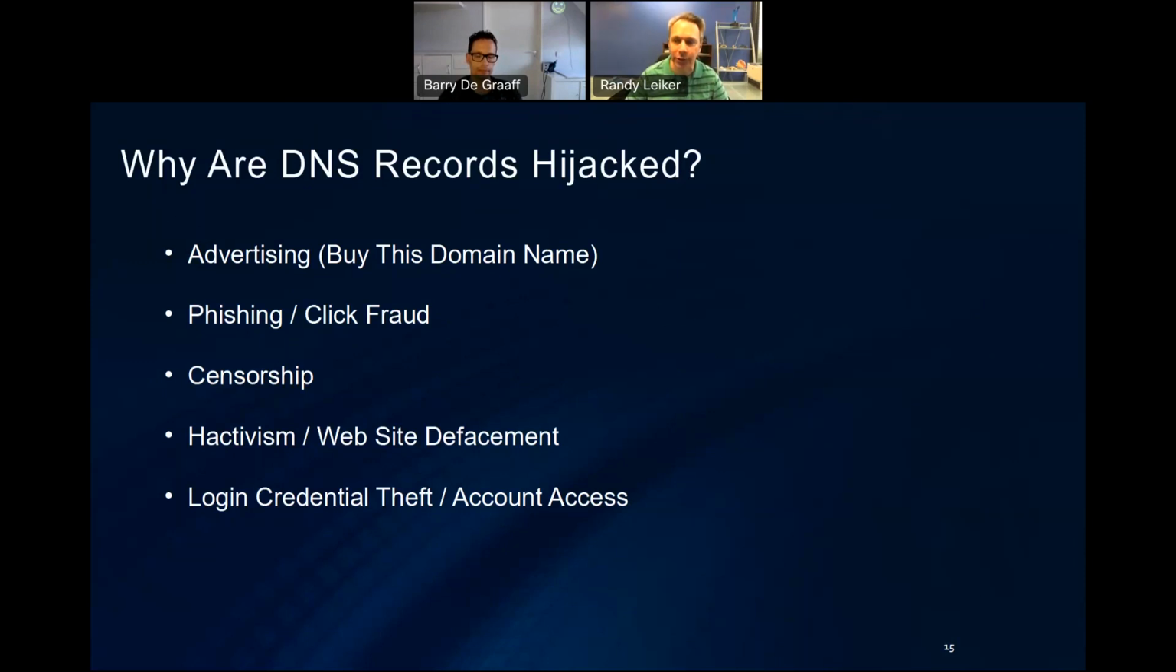Now, censorship may not be an obvious reason for DNS hijacking, but there are at least several countries with repressive governments that frequently forge DNS answers to queries to prevent their citizens from accessing certain internet resources they deem undesirable. And hacktivism and website defacement are sometimes the goal to make it seem that a website was compromised, when in fact the website suffered no compromise at all.